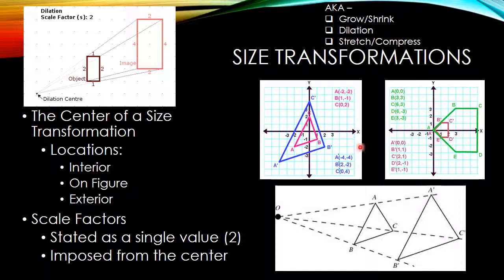Scale factors need to be stated as a single value. They can be stated with a fractional value, so it could be like 2.5, or it could be 1/2, it could be just 2. It also can have a negative value, like -5. What you see here is a scale factor of 2. Notice how the distance from the center to the figure is half the distance of the dilation center to the image for each of the corresponding parts. What will happen is, with a scale factor of 2, all of your side lengths will be double.